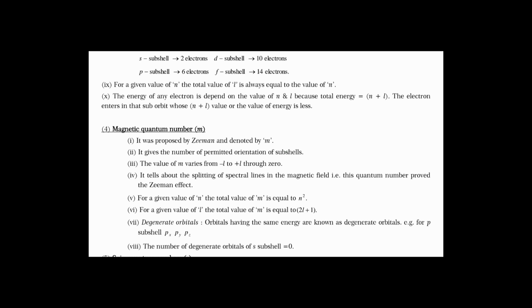Magnetic quantum number, proposed by Zeeman, denoted by m or ml. It gives the number of orientations of subshells. The value of m varies from minus L to plus L, including 0. This quantum number proved the Zeeman effect. These are the properties. You can find the total number of m values by the formula 2l plus 1.